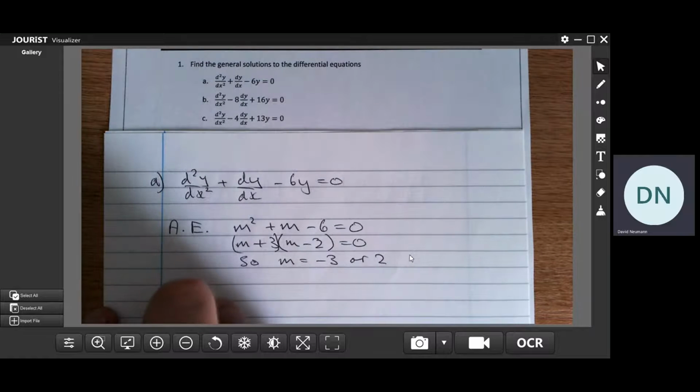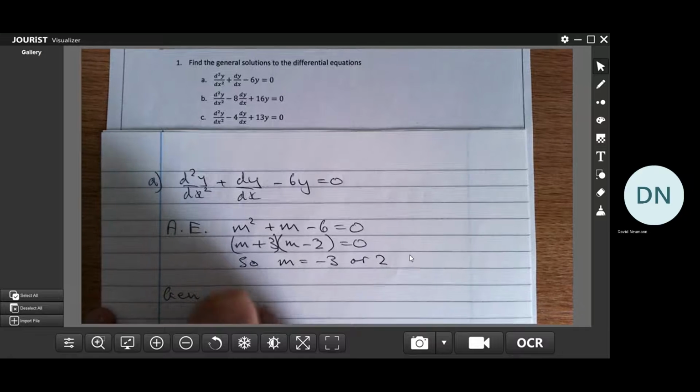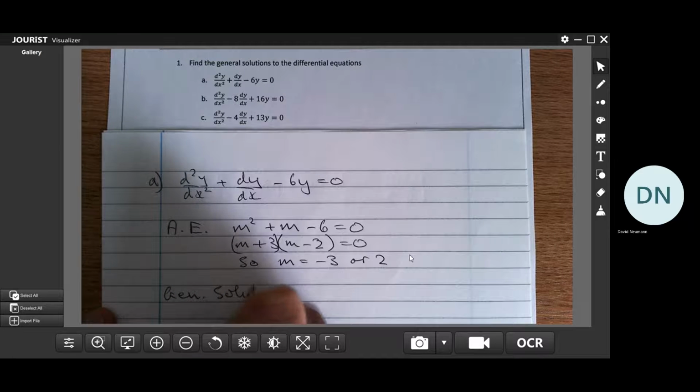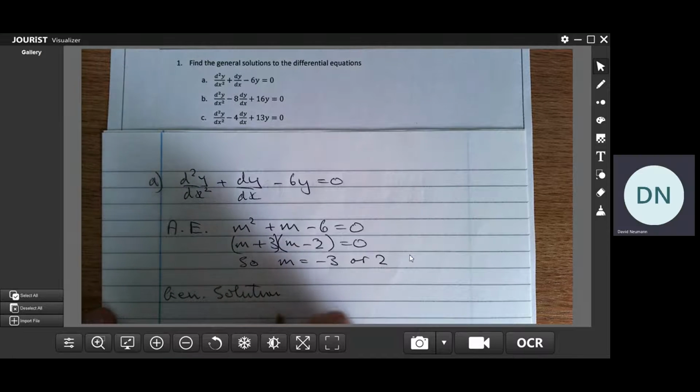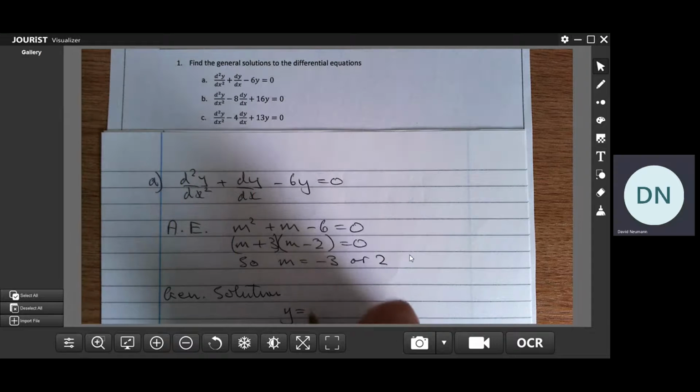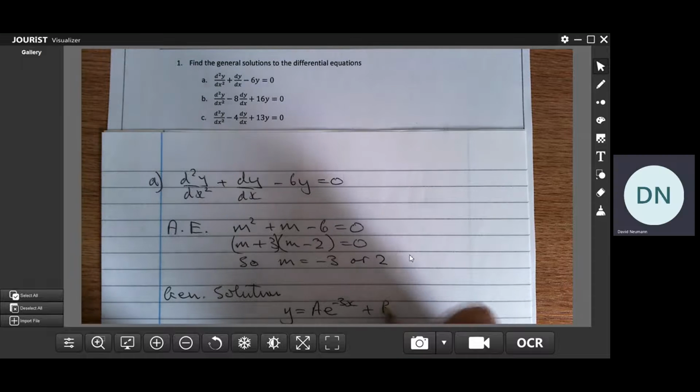So our general solution is going to be y is equal to a e to the minus 3x plus b e to the 2x.